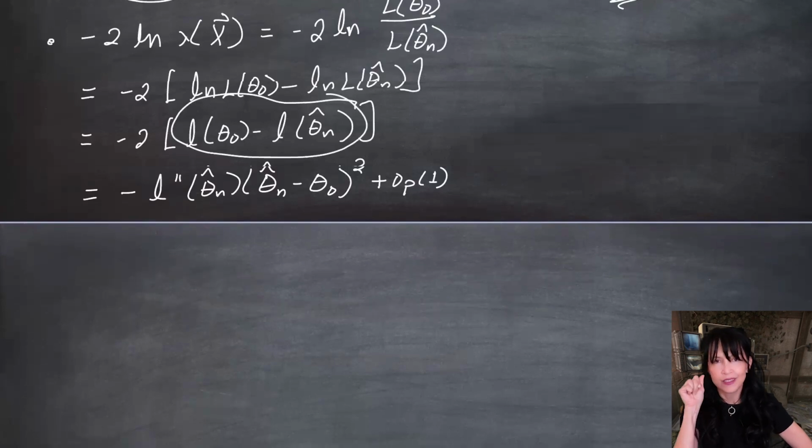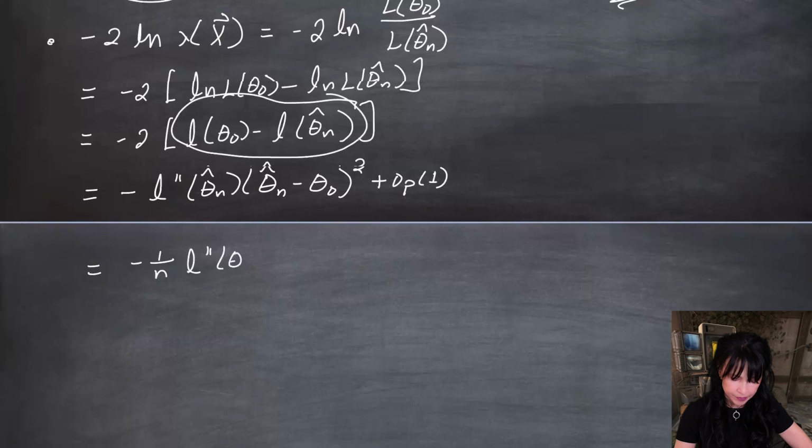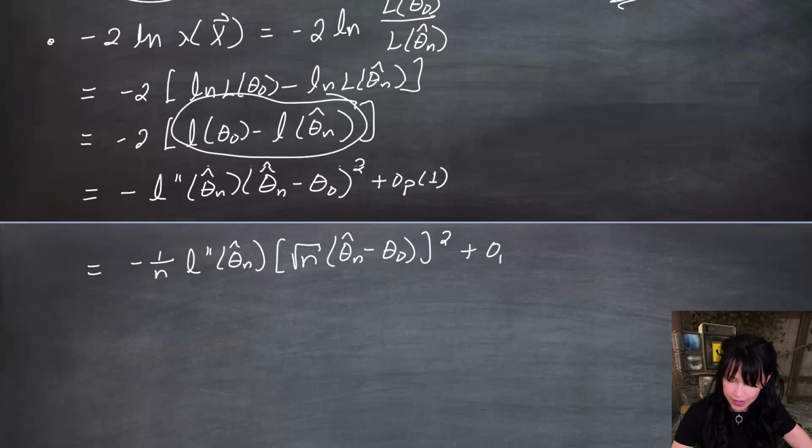Okay, so to make this look like things we might know a little bit about, I'm going to put a 1 over n in front, and then an n over here, but I'm going to put it inside the squared with a square root. We're about to pull out an old result for MLEs involving asymptotic normality.